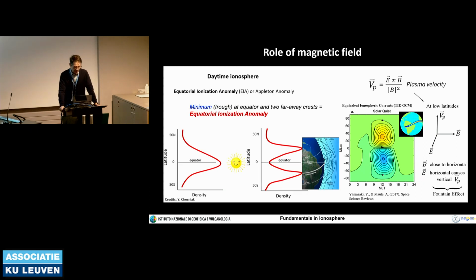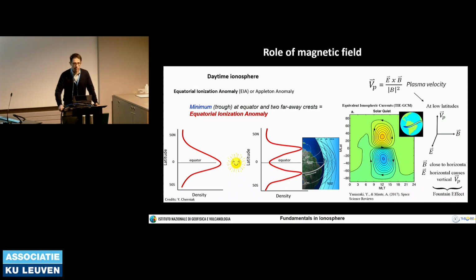And it creates this specific feature of the equatorial ionosphere, which is called the equatorial ionization anomaly. So in the absence of the magnetic field, you would have expected that photoionization creates a maximum exactly at the equator. It's like the normal weather, I would say.